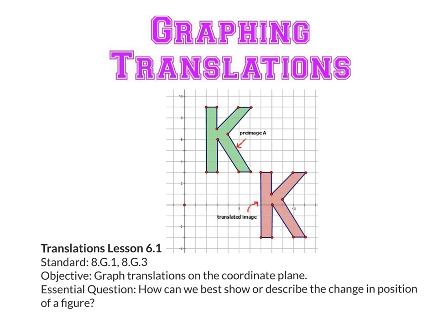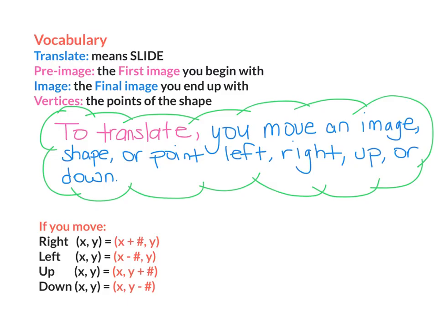Graphing Translations, Lesson 6.1. The standard is 8G1 and 8G3. The objective is to graph translations on the coordinate plane. The essential question is how can we best show or describe the change in position of a figure. Now let's go over some vocabulary.